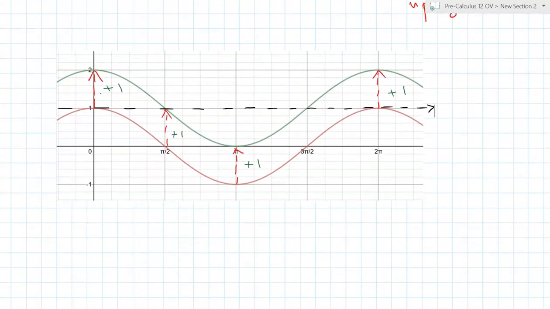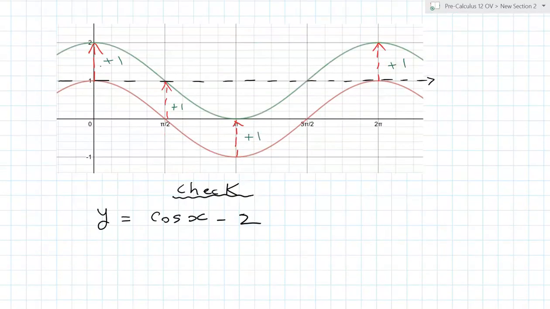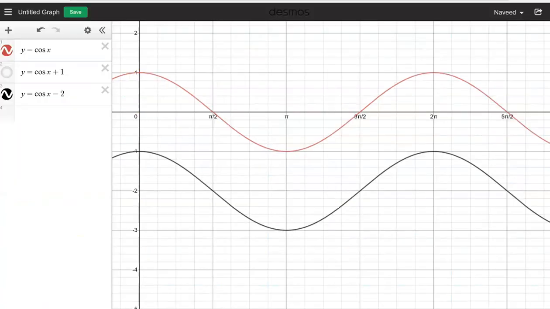All right. So just to make sure that we are all on the same page, what happens if we want to look at cos of x minus 2 in reference to cos of x? What do you think is going to happen? Well, the red graph, which is the cosine function right here, will drop down 2 units. Okay, so let's go to Desmos, and you can see what's happening.